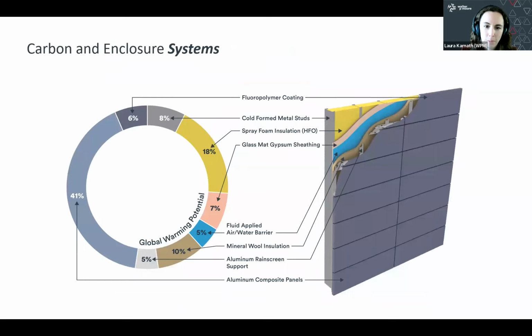But we also have to think about not just materials, but the whole system, how they work together, because you can't always swap out a material one for one without thinking about how that impacts the rest of the system, because everything's performing a function and everything contributes a different amount of embodied carbon to the system as a whole. So that's where the conversation around carbon and enclosure starts to get pretty complex.